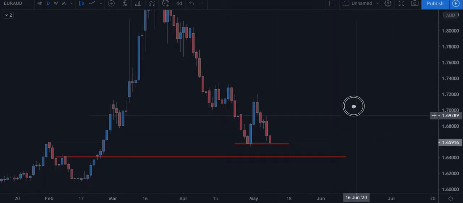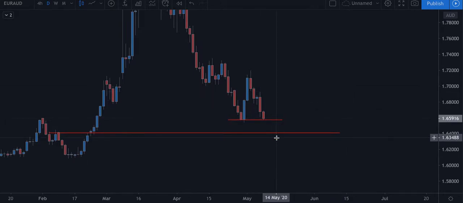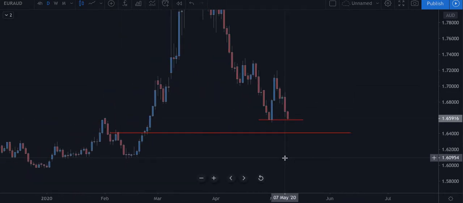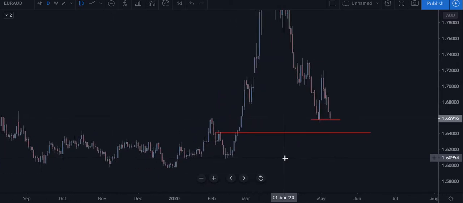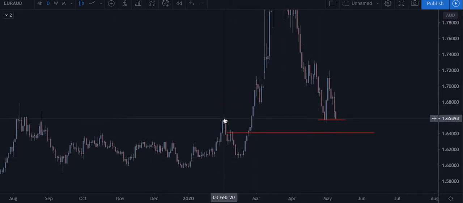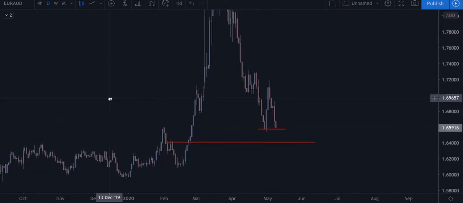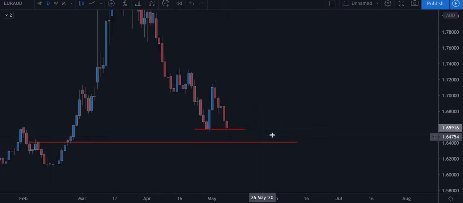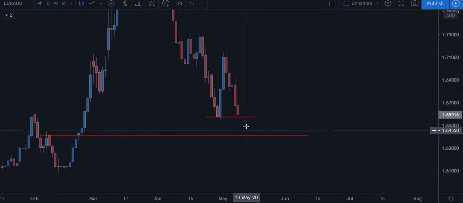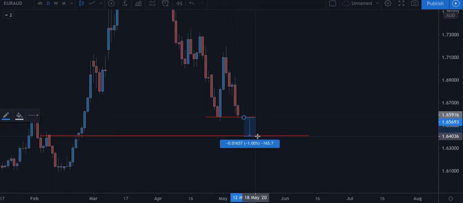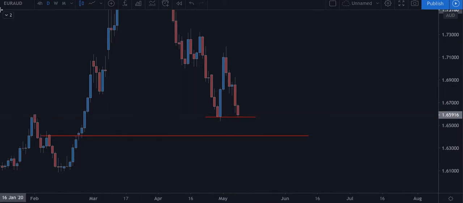So for right now, we need to wait for this level of support to be taken out before continuing to push to the downside. Now, if I were to just scroll out, you can see how important this level was, where we had a rejection here and multiple rejections over here as well. So this level right here is crucial for EURAUD, and I'm simply just waiting for a break of this level before a continued push towards the downside, with our next target being at 1.64100. This right here is a potential 165 pip move as well.